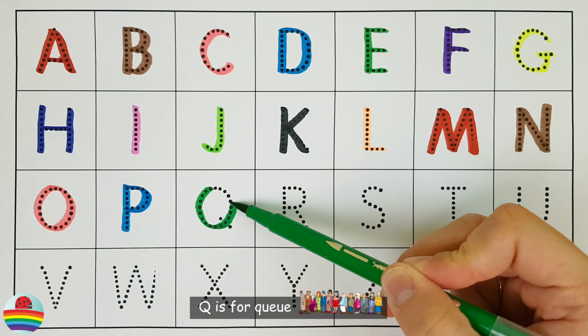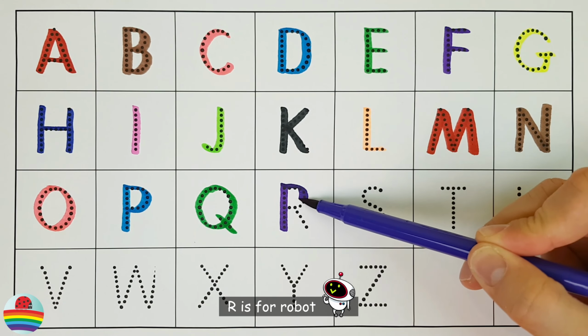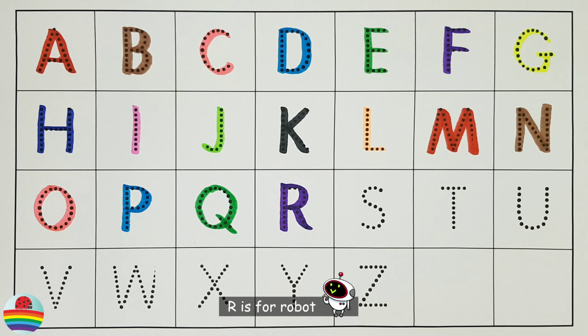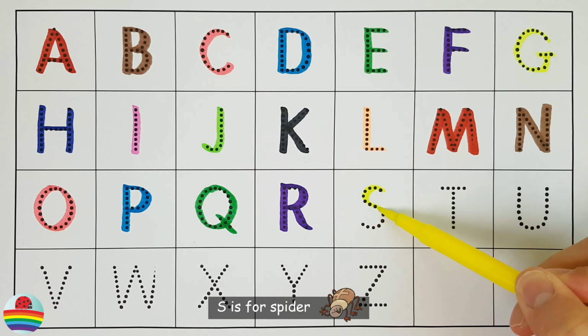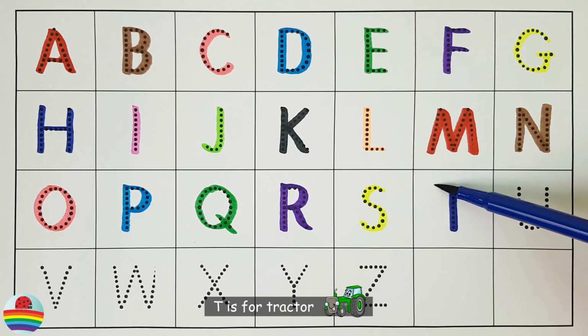Q. Q is for queue. R. R is for robot. S. S is for spider. T. T is for tractor.